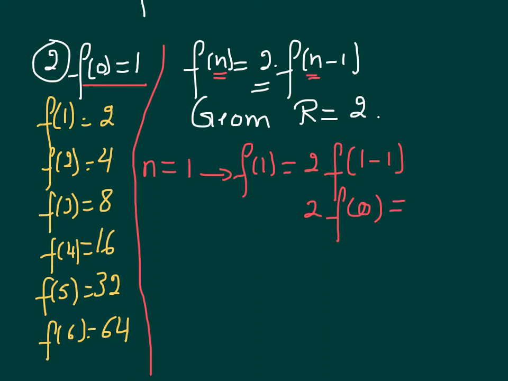So this will give us 2 times 1, which is simply 2. You want to keep doing this until you get the next 6 terms. Okay, for number 3, they're asking you to write a recursive rule. Well, we can write a recursive rule. We just have to figure out what type of sequence we're dealing with.